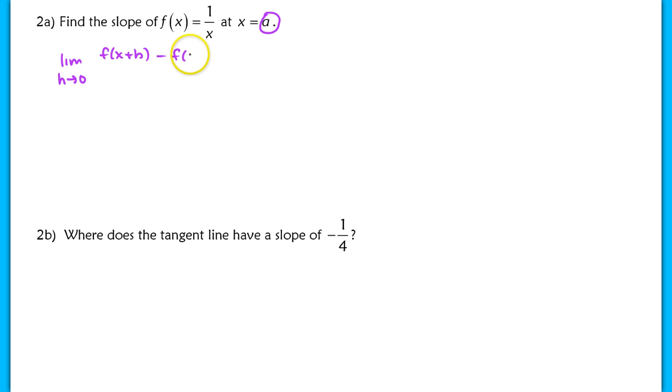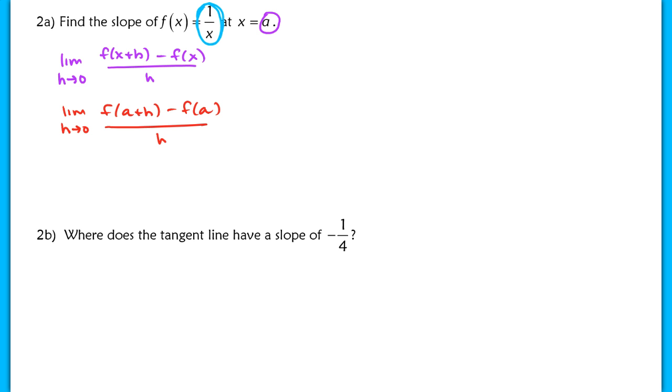So I have f of x plus h minus f of x over h. And since I'm letting x equal a, we'll take the limit as h approaches 0 of f of a plus h minus f of a over h. Now all we have left to do is make some appropriate substitutions. We have f of x is equal to 1 over x.